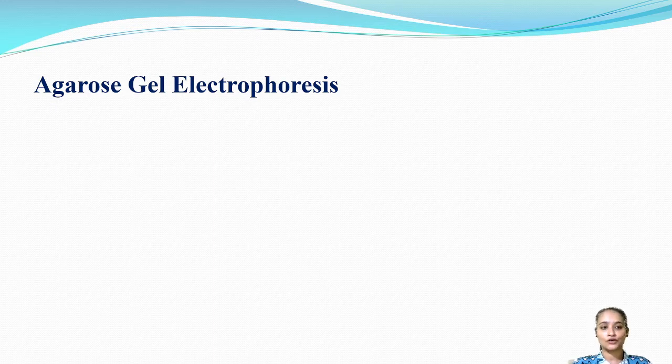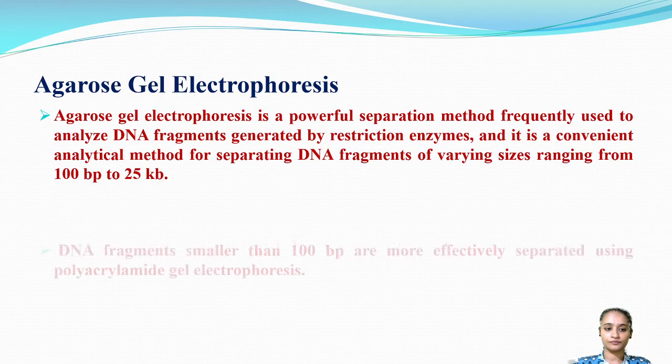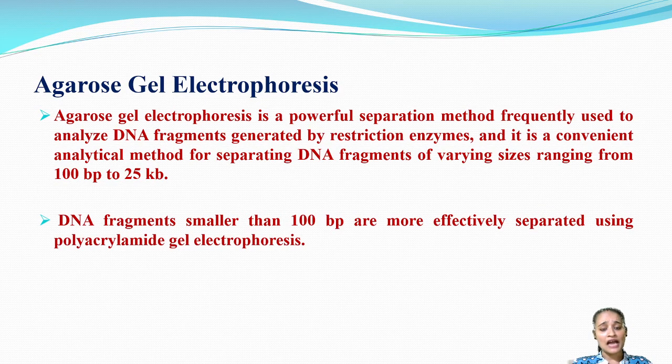So agarose gel electrophoresis is a powerful separation method frequently used to analyze the DNA fragments generated by restriction enzymes, and it is a convenient analytical method for separating DNA fragments of varying sizes ranging from 100 base pairs to 25 kb. DNA fragments smaller than 100 base pairs are more efficiently separated using polyacrylamide gel electrophoresis.